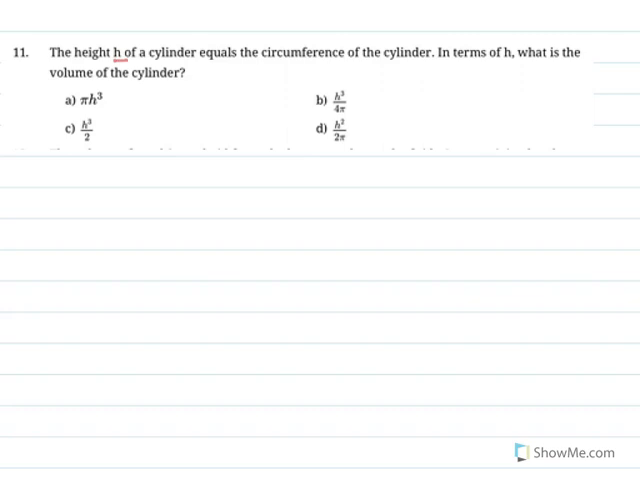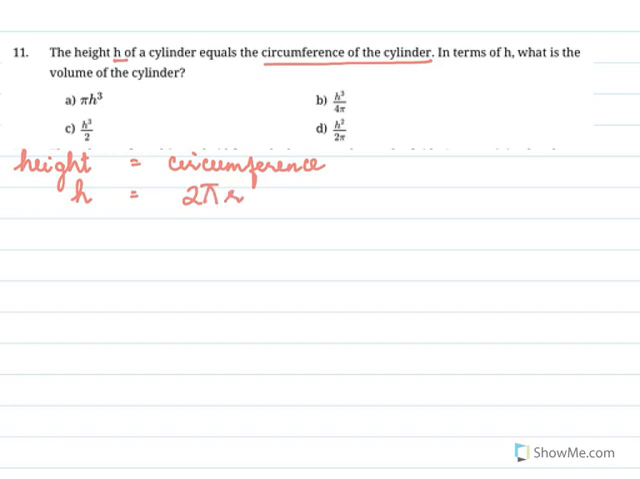The height h of a cylinder equals the circumference of the cylinder. So let's write that. Height equal to circumference. That means h equal to 2 pi r. So we get our r equal to h over 2 pi.